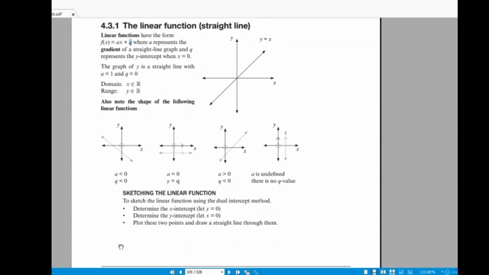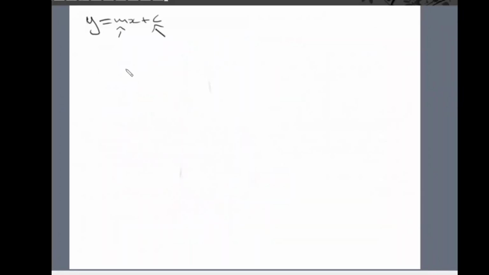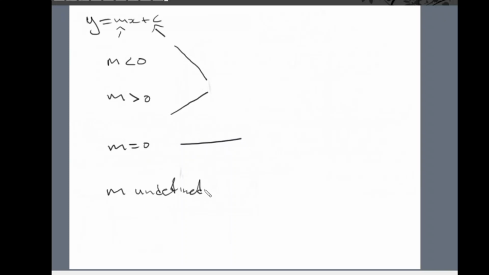Also note, if the value of the gradient is negative, if m is negative, you will have a decreasing function. If m is positive, you'll have an increasing function. And if m equals 0, you'll have a horizontal graph. And if m is undefined, you'll have a vertical line, right?